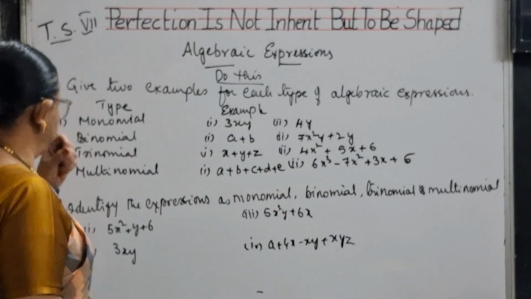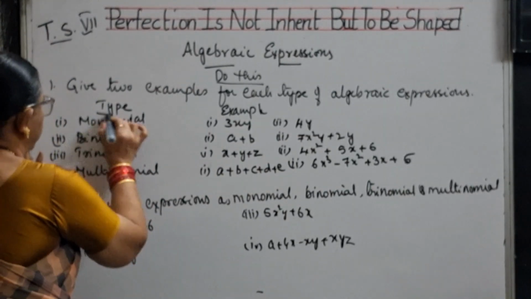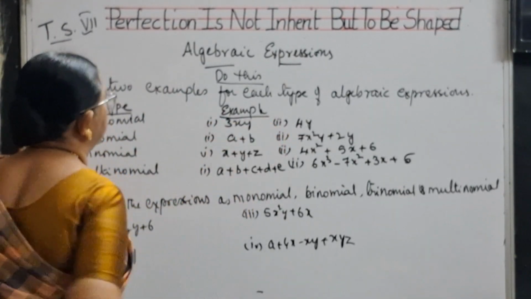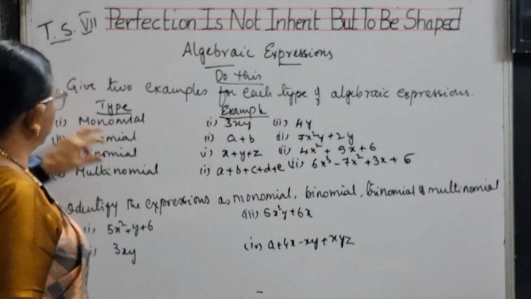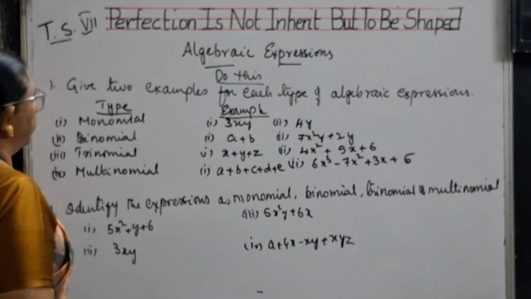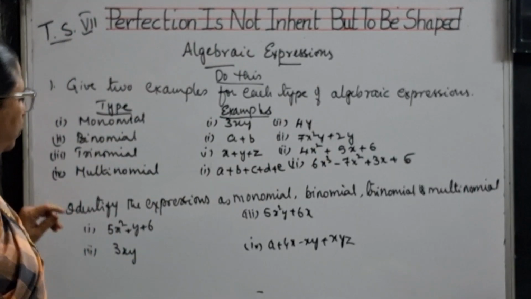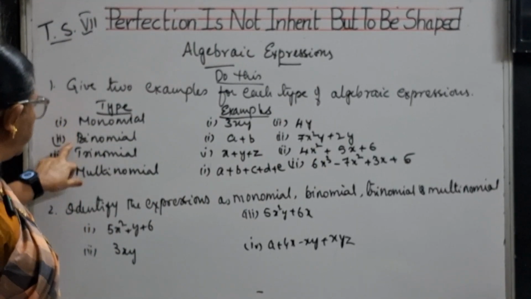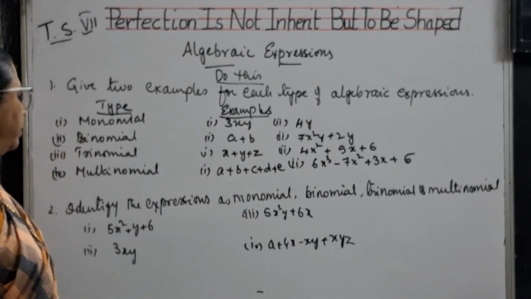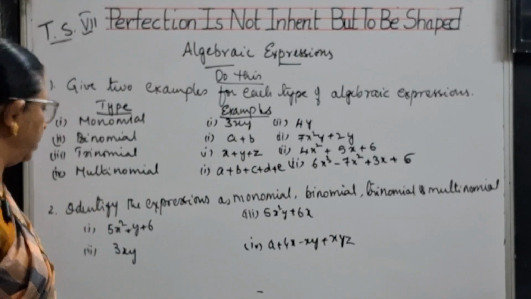So this is the solution for this first one, sorry children. They are asking to give two examples for each type. So two I am giving, so plural. So two examples I should write: monomial, binomial, trinomial, and polynomial or multinomial.